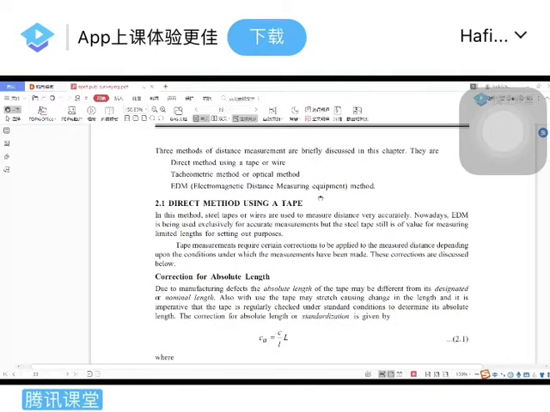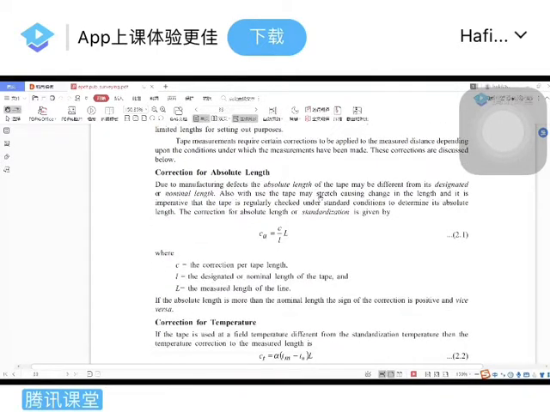So last time we were talking about what kind of error might occur with the tape. Normally it's influenced by many factors, for example, the force you put on the string. The second one is the temperature, a physical factor. The natural environment might also affect the tape.